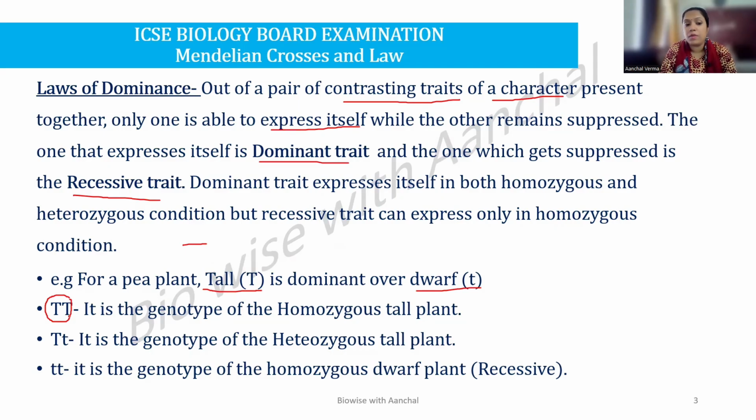Now always remember, we express the letters with the dominant trait's alphabet. Here capital T is for tallness. For dwarf we don't use D; we use lowercase t.